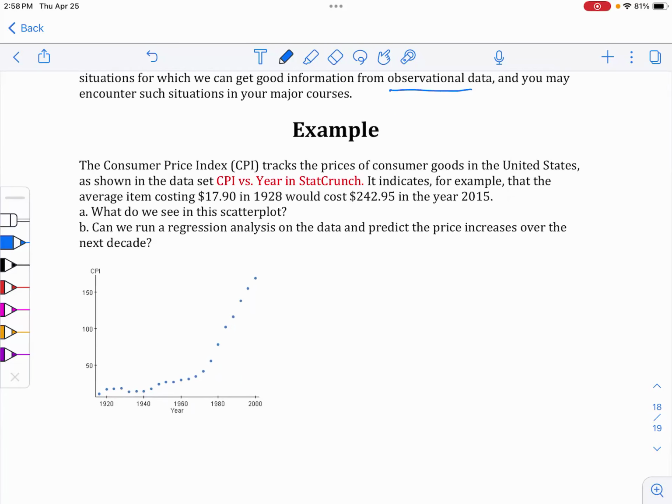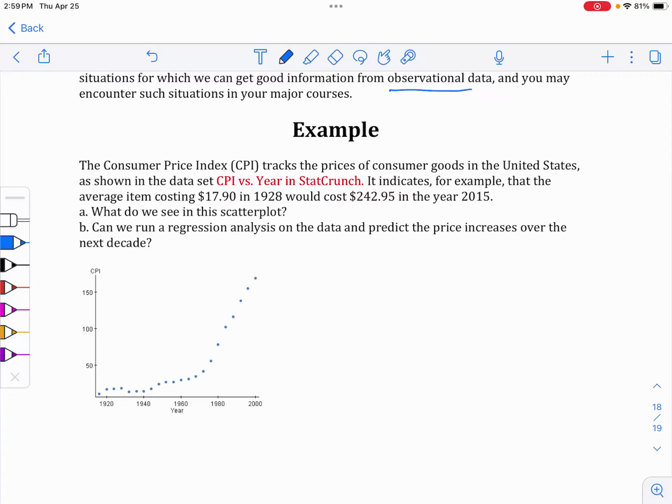All right, so let's look at a couple examples. The Consumer Price Index, CPI, tracks the prices of consumer goods in the United States, as shown in the data set CPI versus year in StatCrunch. Basically, it indicates that an average item costing $18 in the 1920s cost $240 in 2015. That's how inflation works. So first of all, what do we see in the scatter plot? I want to describe the scatter plot.